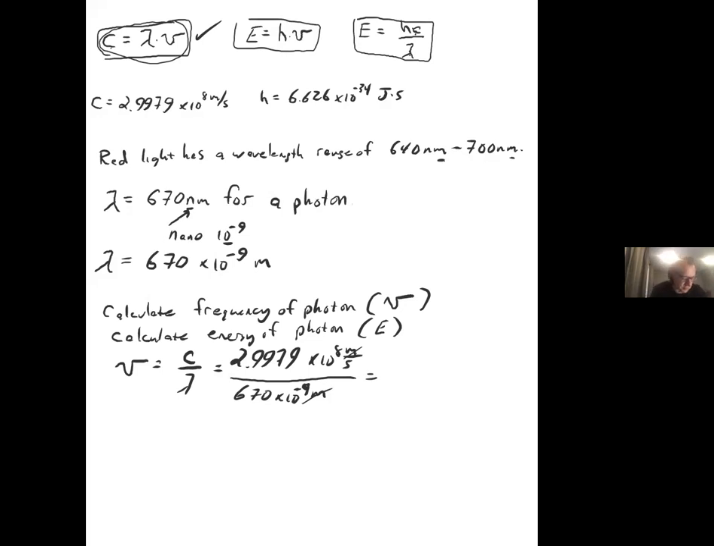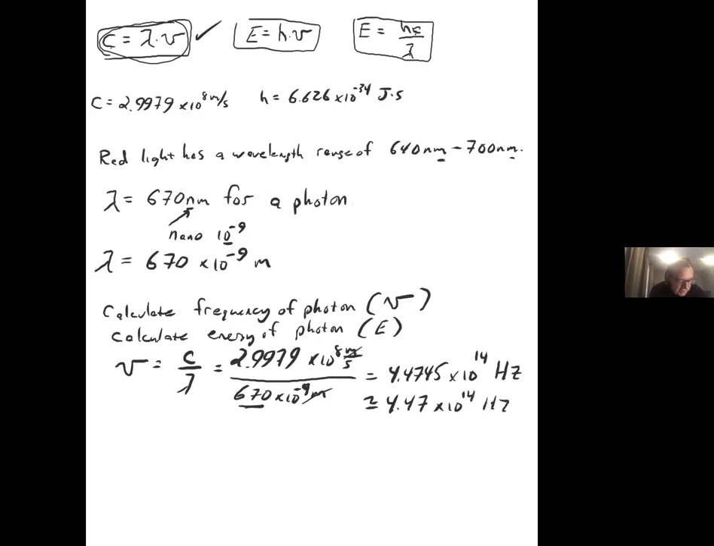So you're going to get 4.4745 times 10 to the 14th. 1 over seconds, but again, 1 over seconds is hertz. Now that's a lot of sig figs. We really only have 3 sig figs. So I'll round that to 4.47 times 10 to the 14th hertz.